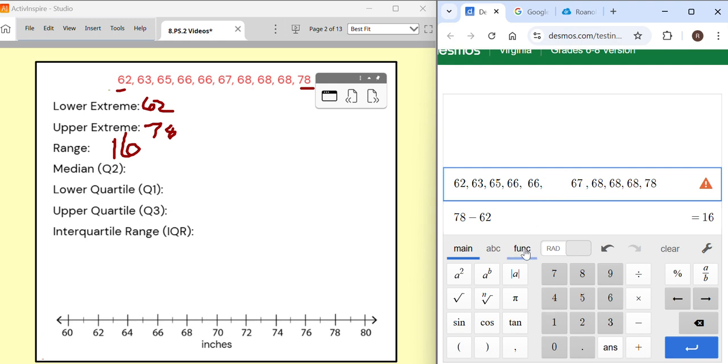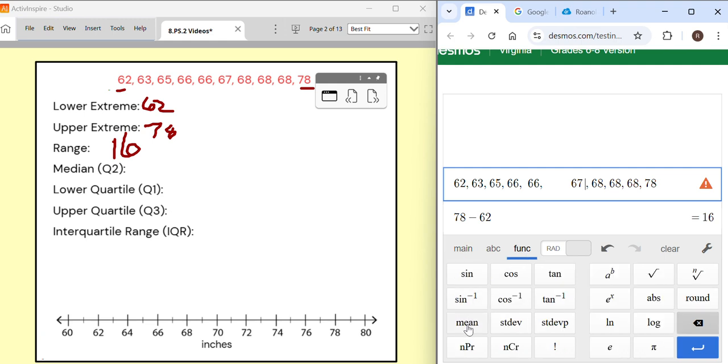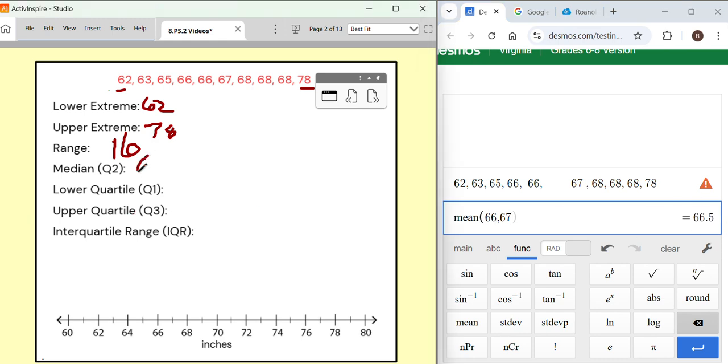So we're going to have to use our calculator. Let's go to function. Let's go to mean. And let's put in these two numbers, 66 and 67. So our mean is 66.5. Let's go ahead and write that right here, 66.5.